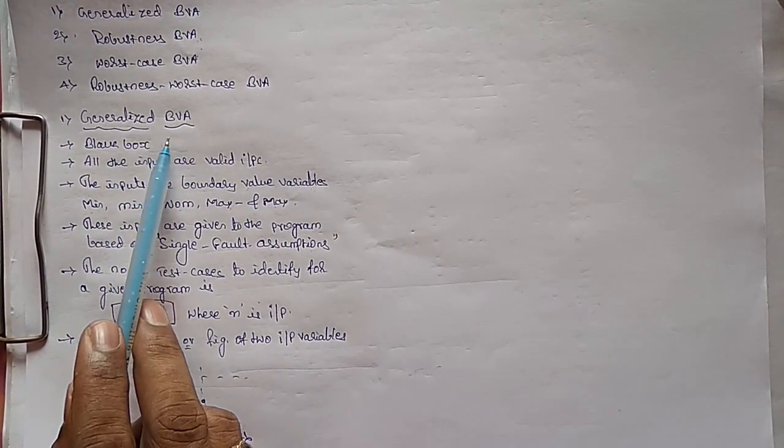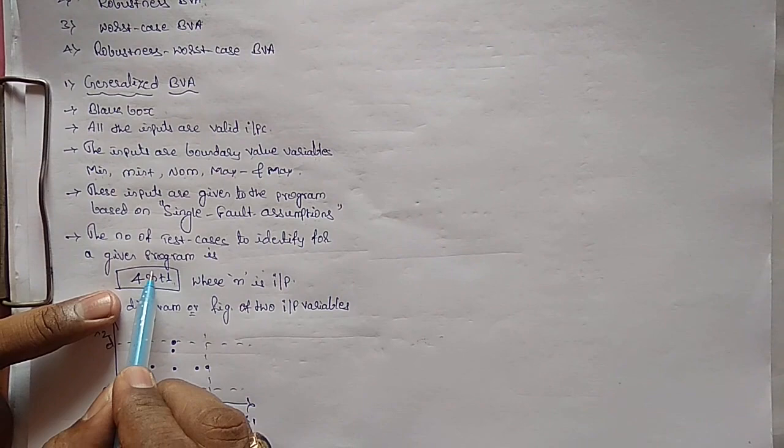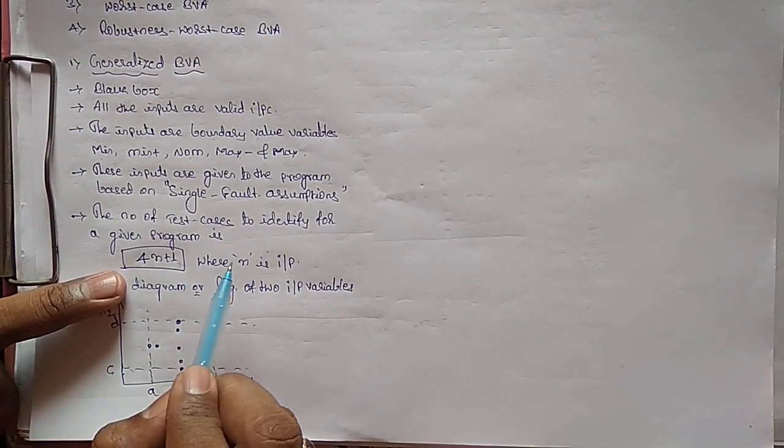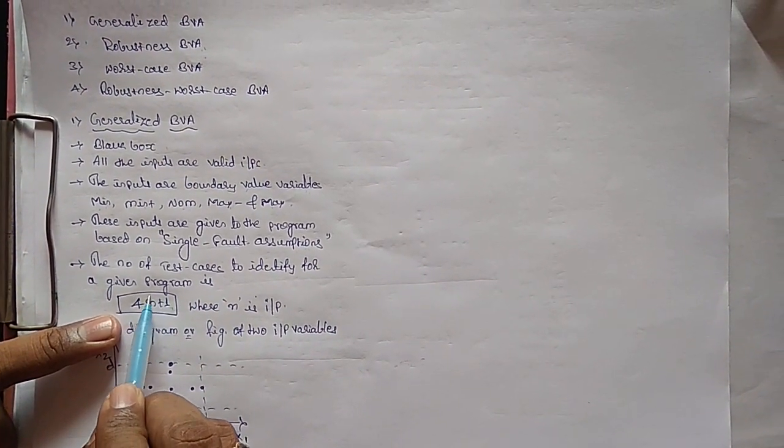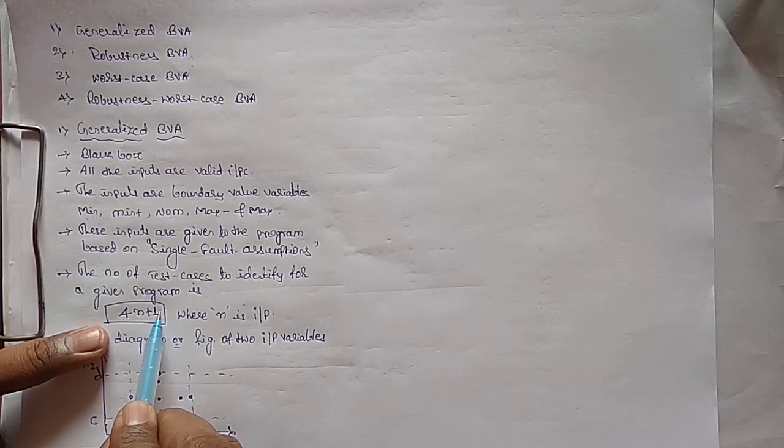I think it's clear. So how many test cases will exist in the generalized boundary value analysis method? To identify the number of test cases in the generalized boundary value analysis method, we use a formula. That formula is 4n plus 1. This is the generalized formula, where n indicates the number of inputs you are specifying for that program. So 4 into that number of inputs plus 1 will be the final number of test cases we generate under the generalized BVA.